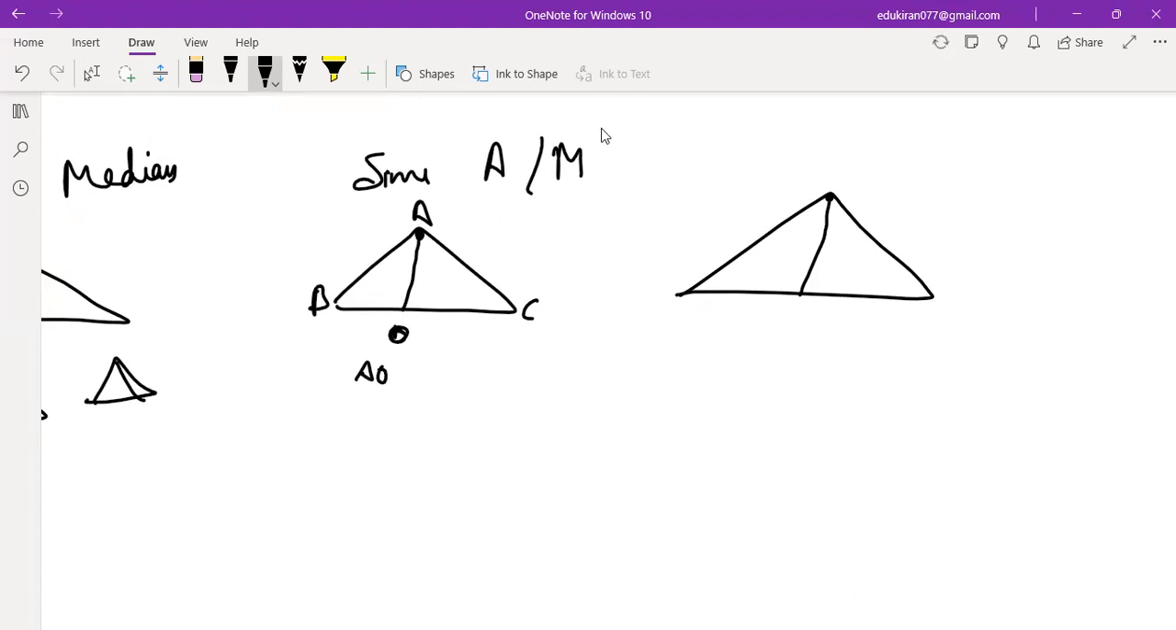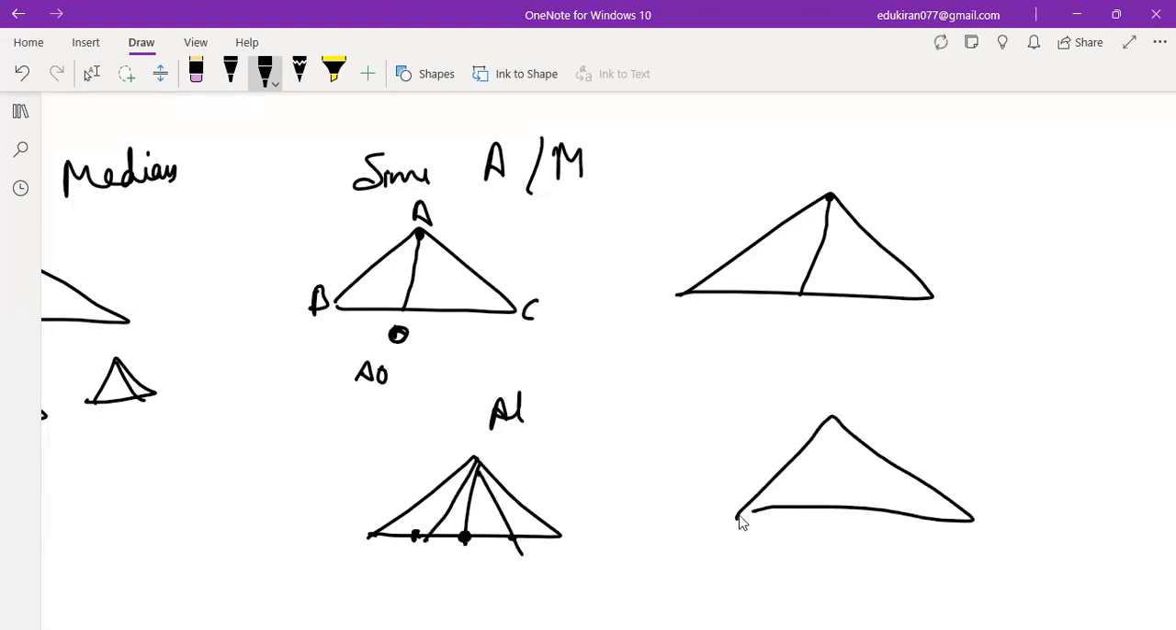But how will you say, ma'am, this is altitude and this is not a median? Over here it's altitude. You don't have to join the midpoint of the opposite side. The altitude can be here, here, anywhere, right? But for the median, median itself means in the middle, so if you are joining it, it will always be at the midpoint. Clear? And it will divide the opposite side into two equal parts.